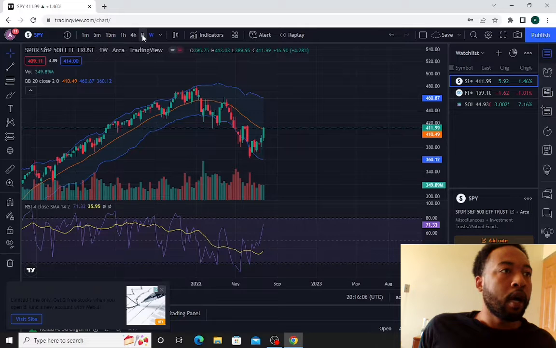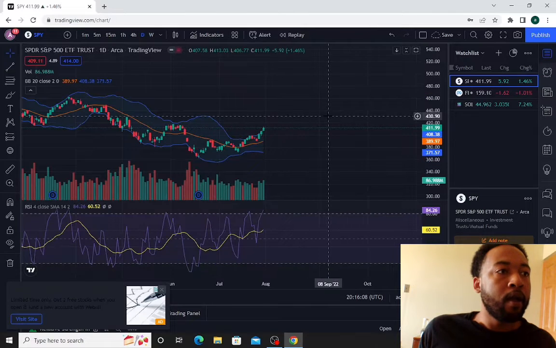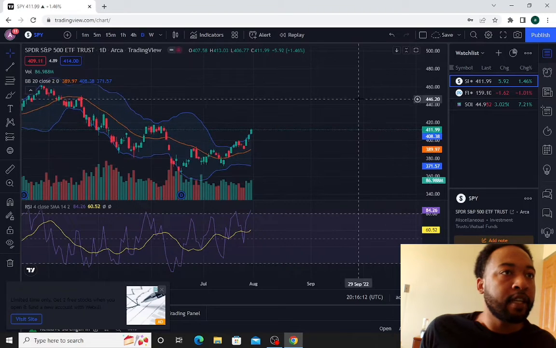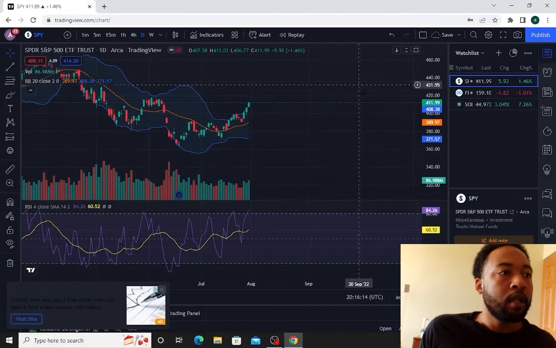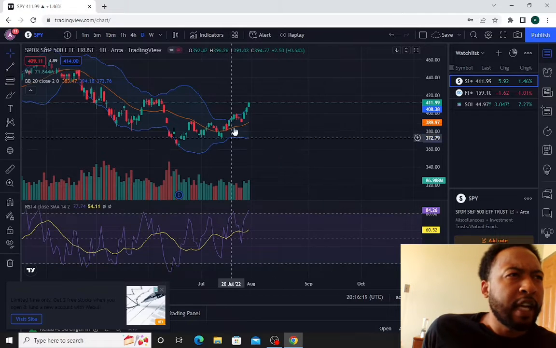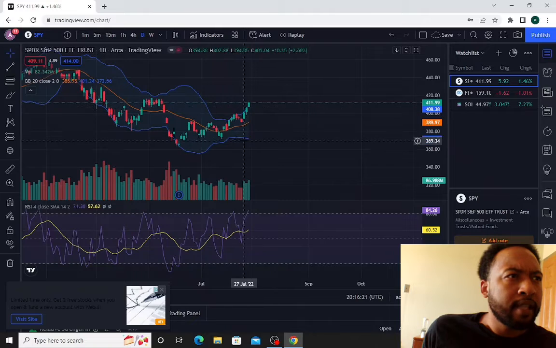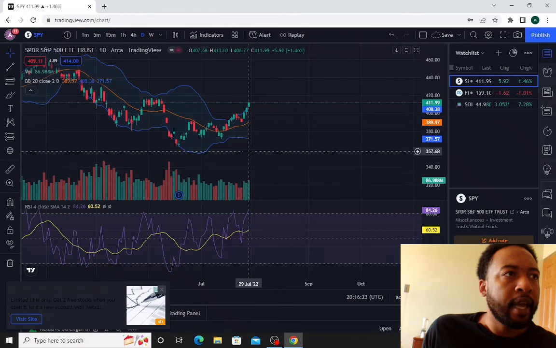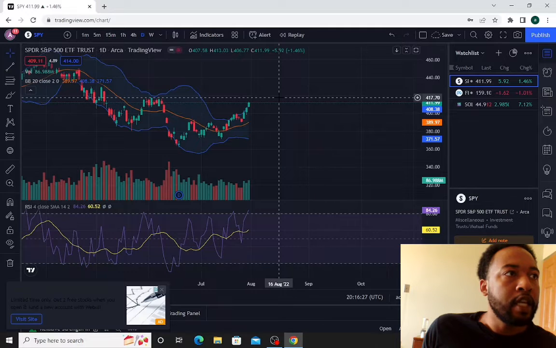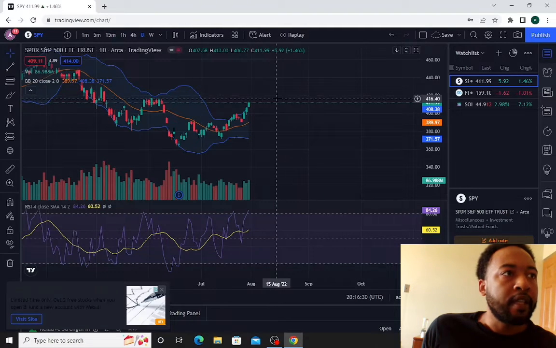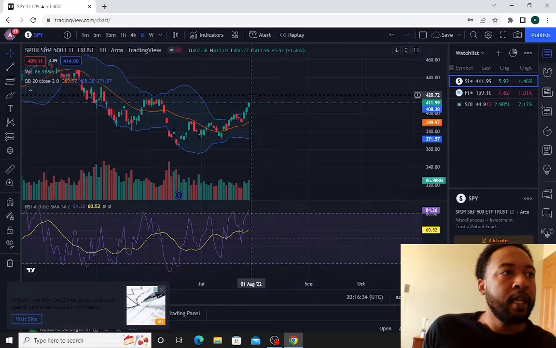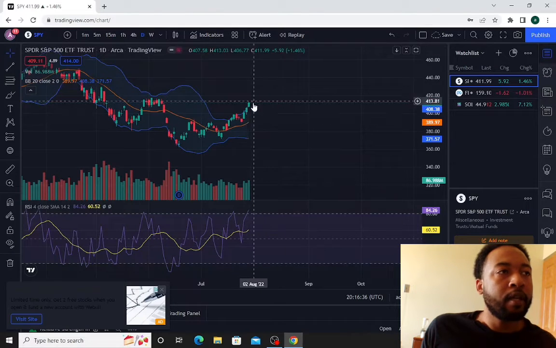And you want to go to the daily to give yourself extra confluence. And as you can see, the RSI is above the 20. If you look at the outer ends of the Bollinger Bands, they point away from each other, indicating it's a trend. So we know that once it gets right here to this resistance, it's going to push through, because we got the confirmation from the weekly, and we got it right here on the daily.